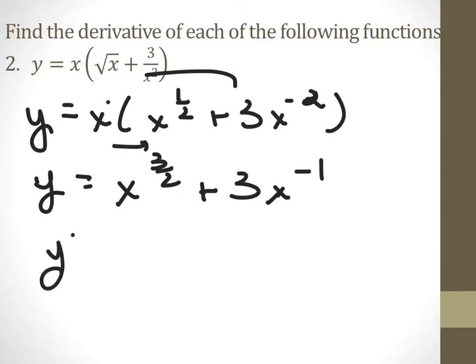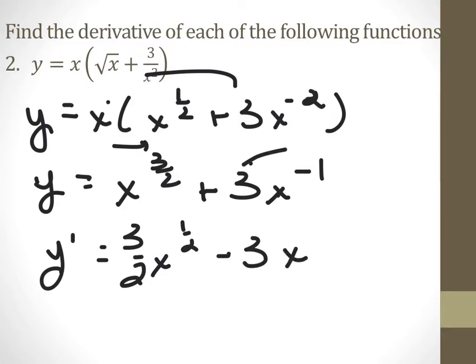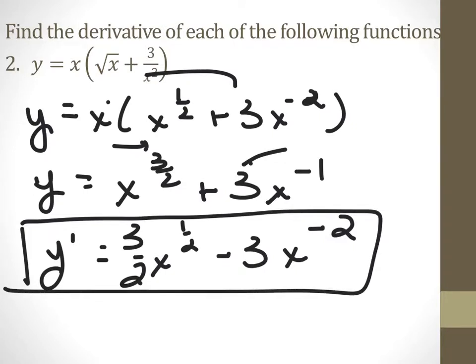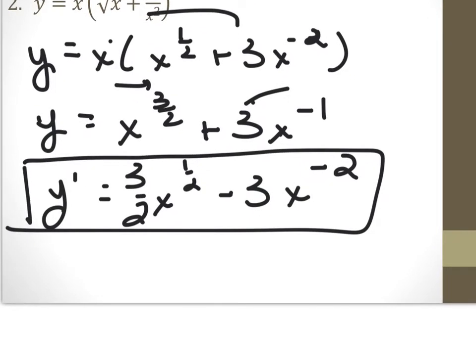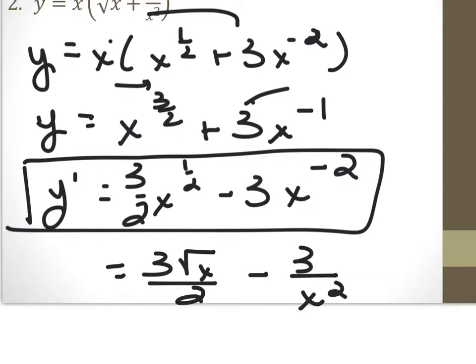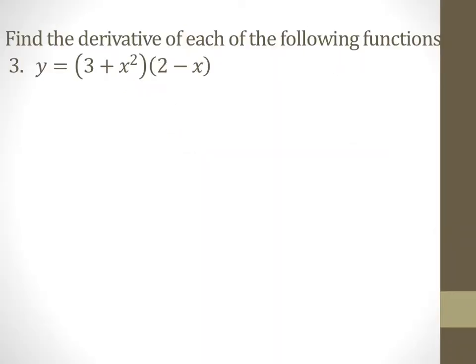Now let's take that derivative, bring the 3/2 down, subtract 1 from the exponent, that gives you 1/2. And then the negative 1 comes down times the 3 to give you minus 3 times x to the negative 1 minus 2, which is minus 2. You can leave this derivative like this, or you can rewrite it. And if you need to rewrite it, you would rewrite it as 3 square root of x over 2 minus 3 over x squared. And that's that first derivative.